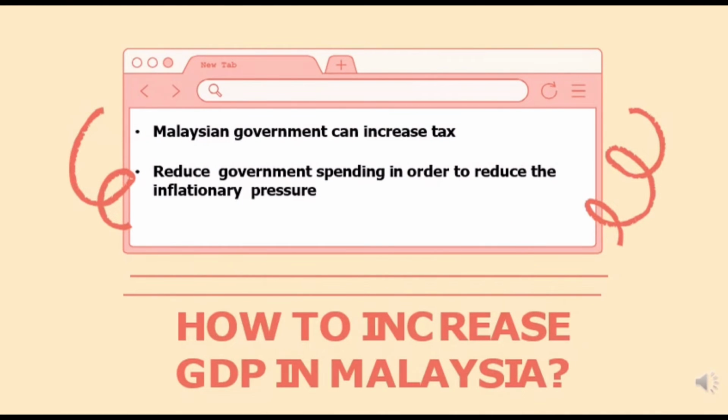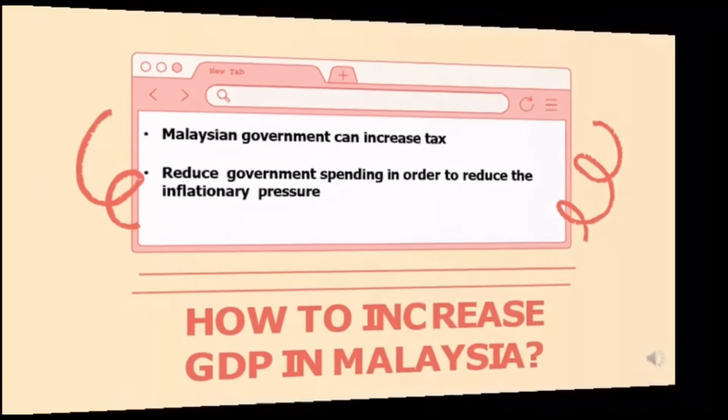So how to increase GDP in Malaysia? First, Malaysia government can increase tax. Second, reduce government spending in order to reduce the inflationary pressure.